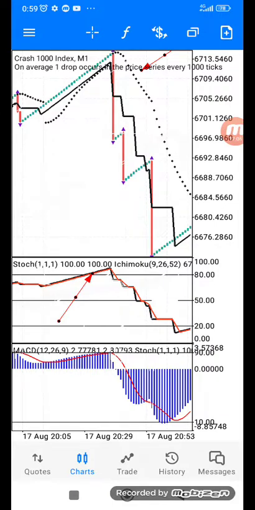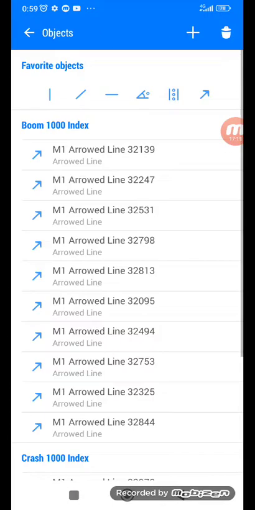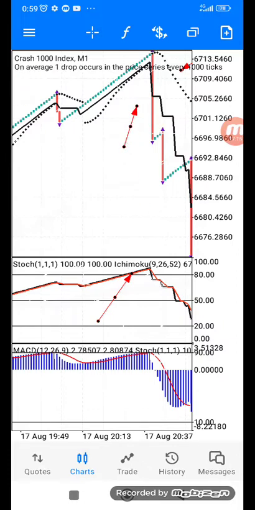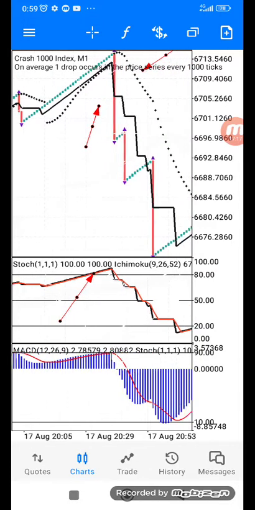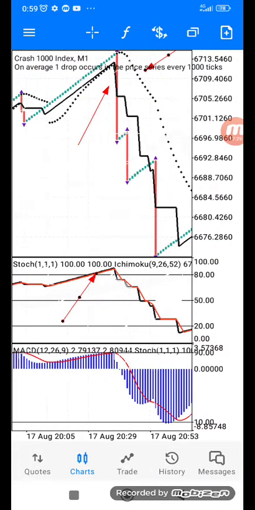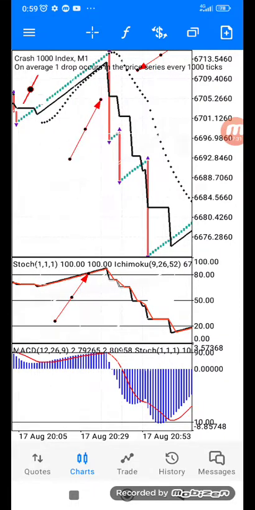Now the third step is to wait for the spike that will close below the Ichimoku line. And this is the spike candle, a bearish spike candle that closes below the Ichimoku line.